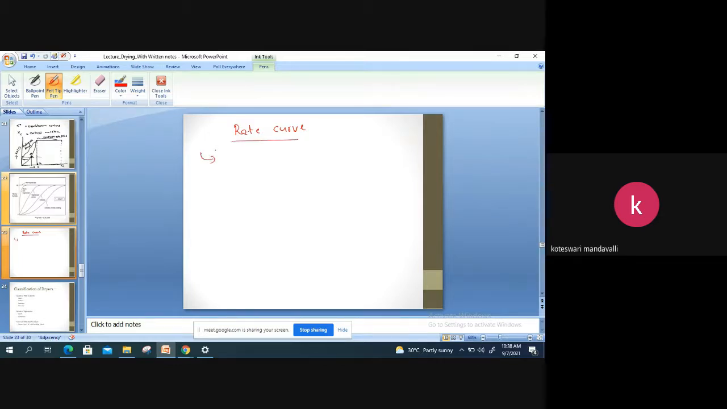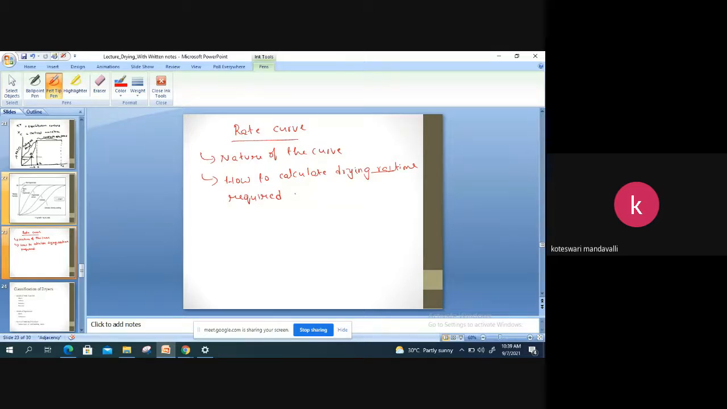So we will see first the drying rate curve, the nature of the curve. Then we will see some derivations, like how to calculate drying rate and drying time required. So the drying rate required for a particular drying.